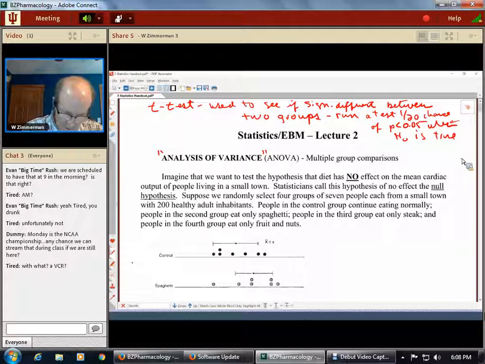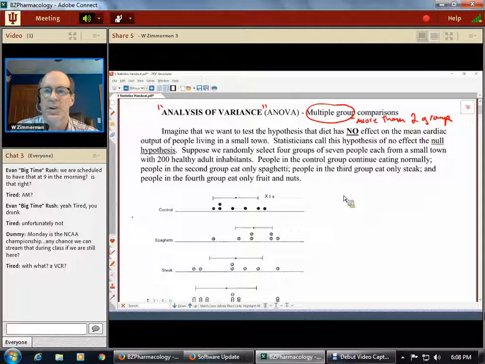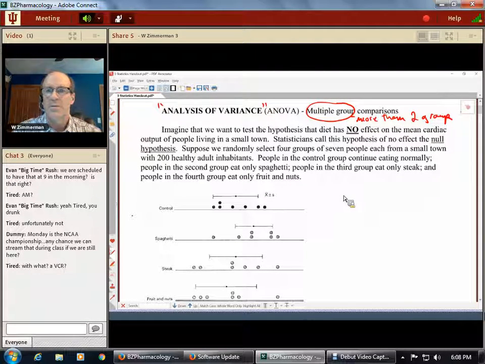But we use an analysis of variance when it's multiple group comparisons, more than two groups. So if it's just placebo and treatment, you use a t-test. When it's several different treatments, you can't use a t-test because you keep multiple t-testing. And each time you do it, there's a chance of 1 in 20 of finding significance when it's not there. So multiple t-testing is no good. You have to use this analysis of variance. And the best way I can explain it is to go through this example.